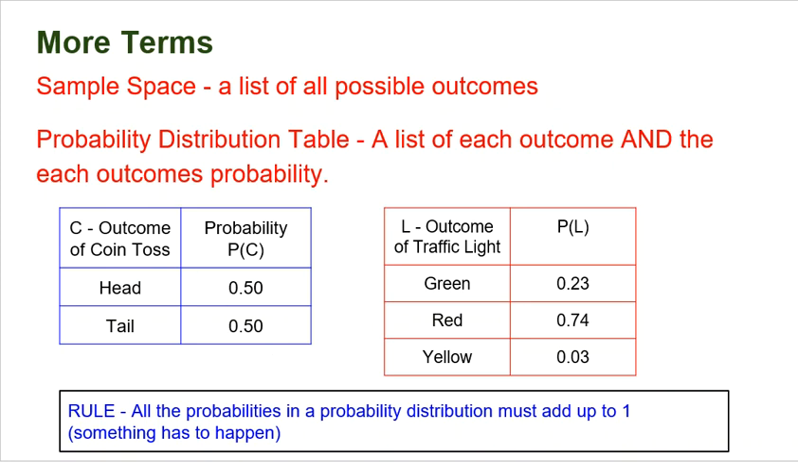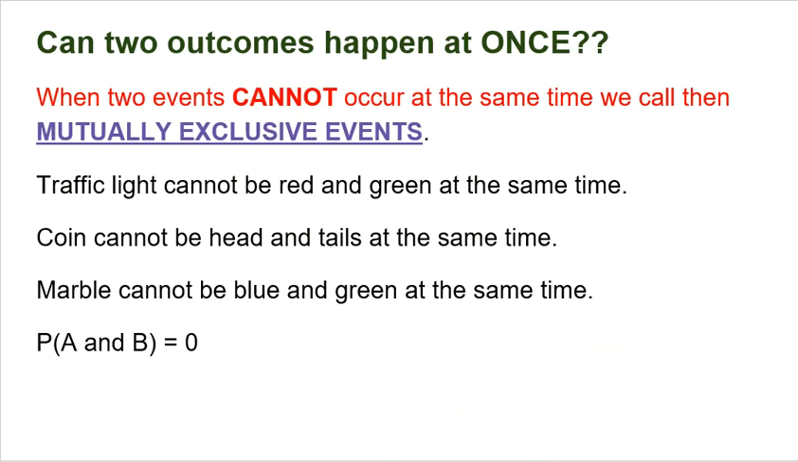So these are two terms that you need to be able to know, because we're going to be dealing with a lot of sample spaces and a lot of probability distribution tables. Okay, so can two outcomes happen at once? So now we're still talking about a chance event, but could two outcomes happen at the same time? Well, that's a great question. So this actually brings up a new definition. When two events cannot occur at the same time, we call them mutually exclusive events. Two events that cannot occur at the same time.